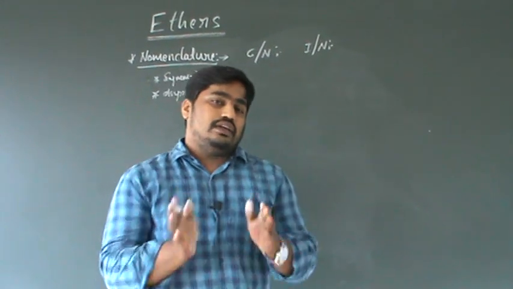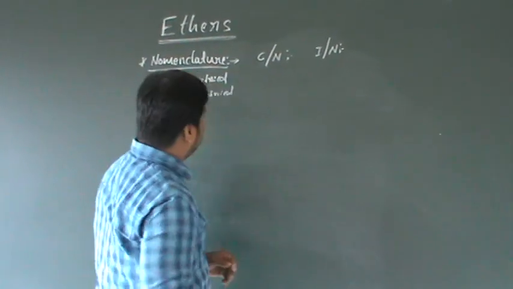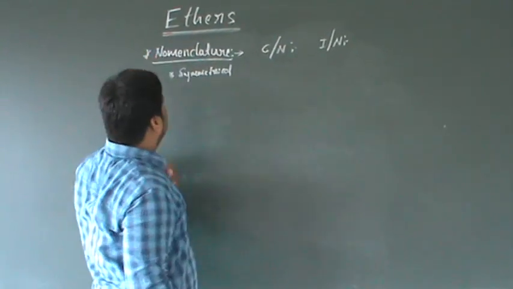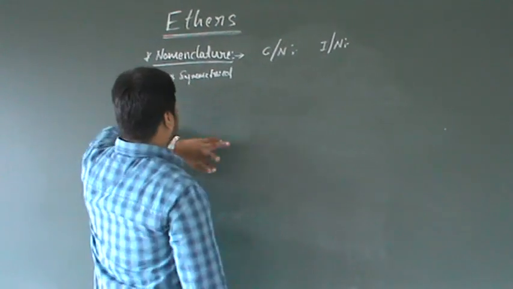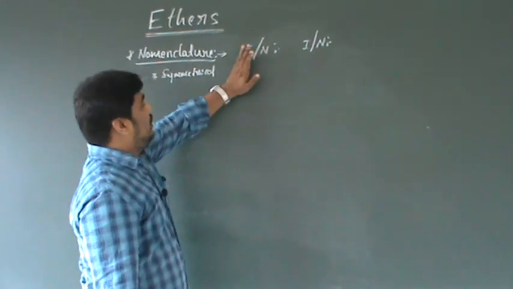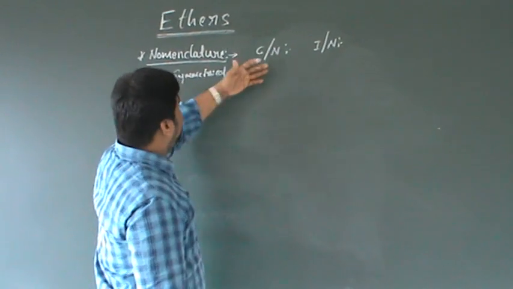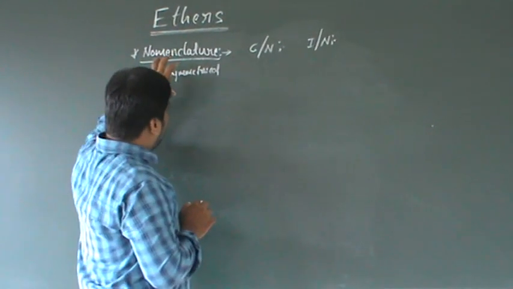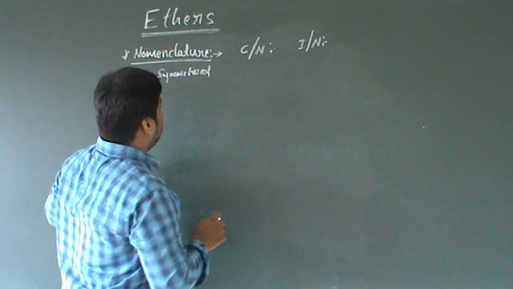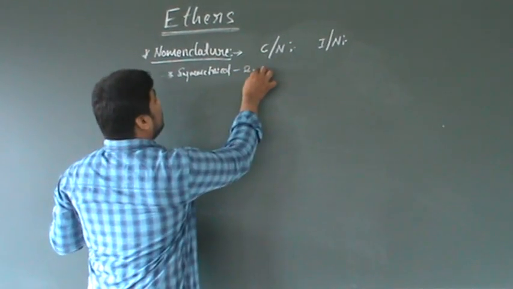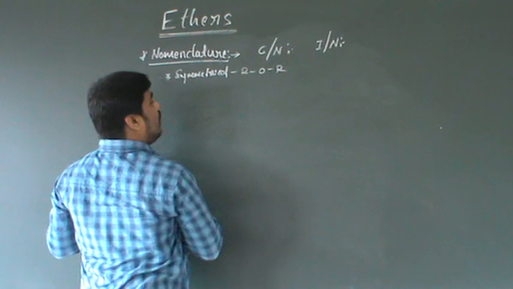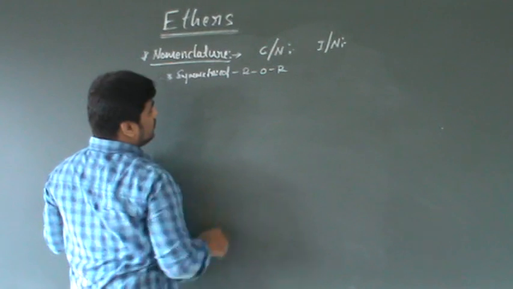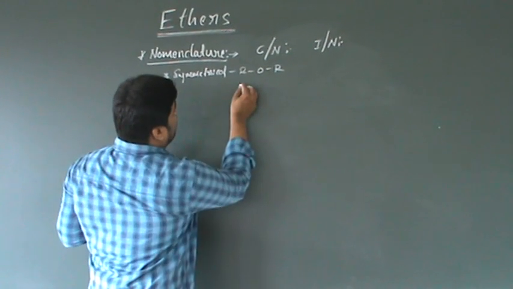If the ether is symmetrical, then how to name the ethers? There are two ways we observe under the common naming system. It completely depends upon the type of the ether. Please concentrate on this part. Symmetrical is represented as R-O-R dash, correct? Symmetrical around the oxygen.